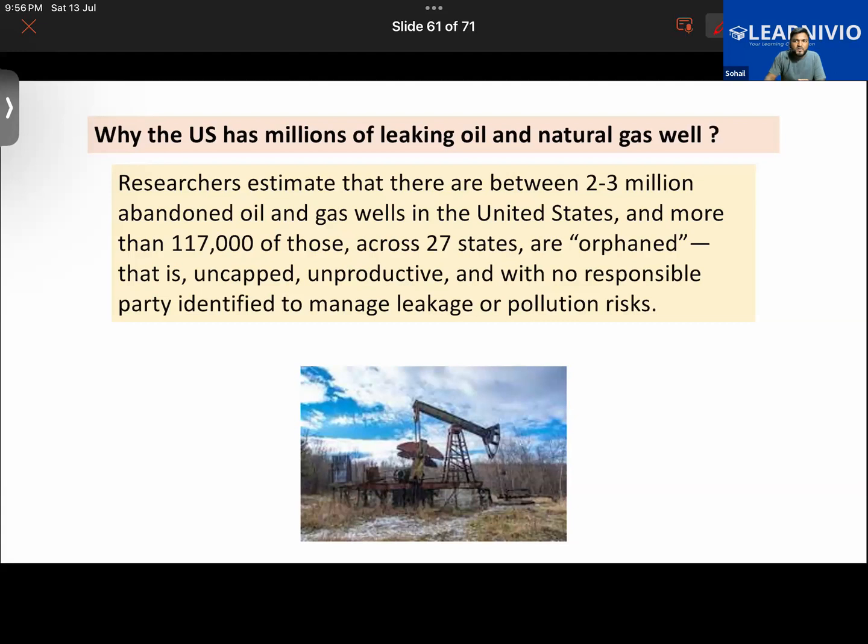So thereby the contractors or the persons who were managing it, they would leave it abandoned, and thereby they will not seal it properly. So thereby there would be leakage of oil or natural gas.